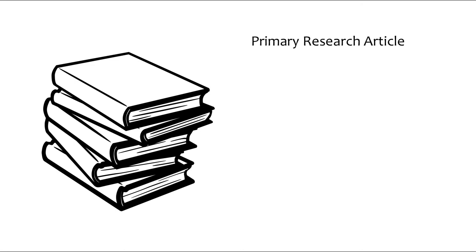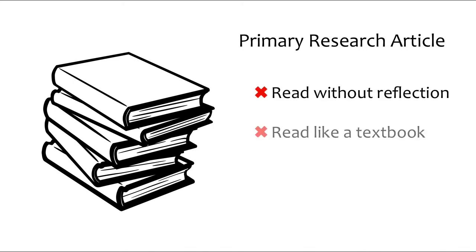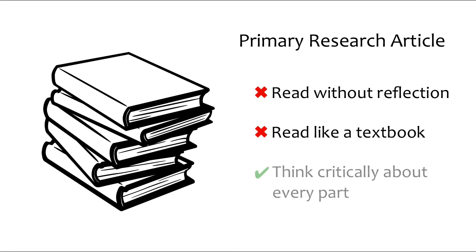You might be wondering, what is the best way to read a scholarly article? How do you extract what you need from an article for a literature review? Let's start with what not to do. Try not to read an article without reflection or to read it like a textbook. You want to think critically about every part of an article.